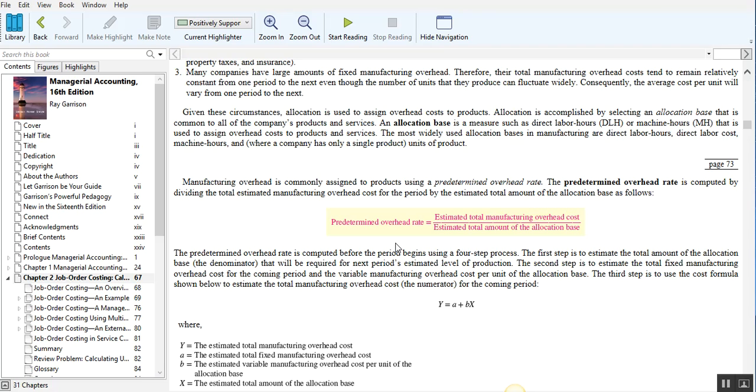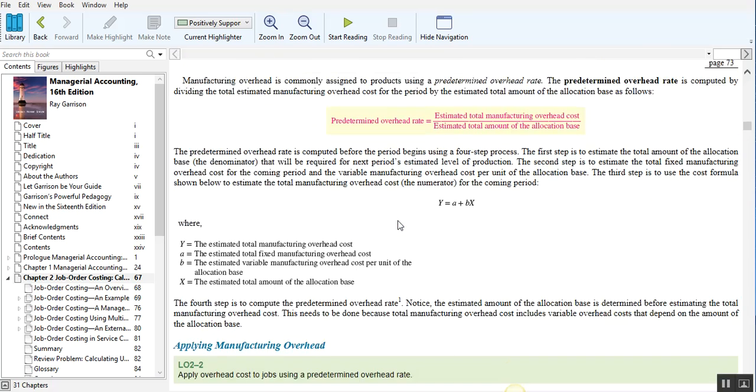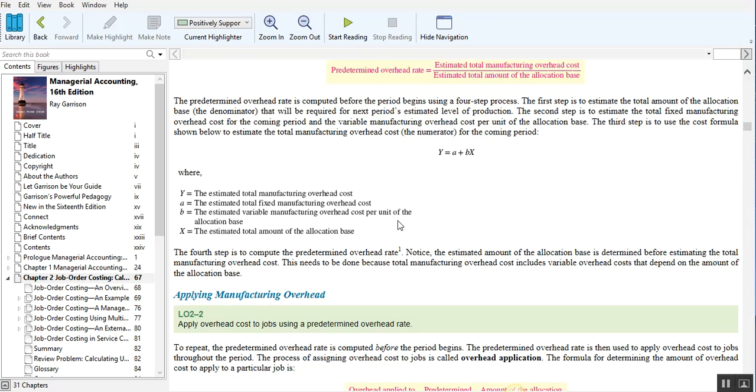So we'll have an overhead rate per, if this bottom number is direct labor hours, it would be an overhead rate per direct labor hour. If this bottom number is machine hours, it'll be per machine hour. It just depends on how they want to compute it. And then we're going to use this cost formula to calculate the total overhead costs. We start with Y, which is the estimated total manufacturing overhead cost.